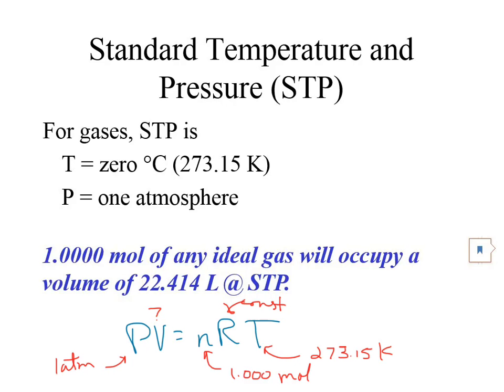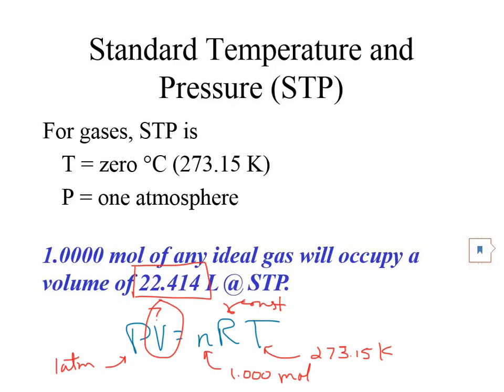So here's the cool thing about all gases. If you have exactly 1.000 moles of gas, at 0 Celsius and 1 atmosphere, its volume will be 22.414. There's no magic there. We're just setting 3 of those 4 variables in the ideal gas law equation: n, T, and P. So the volume is 22.414 liters.